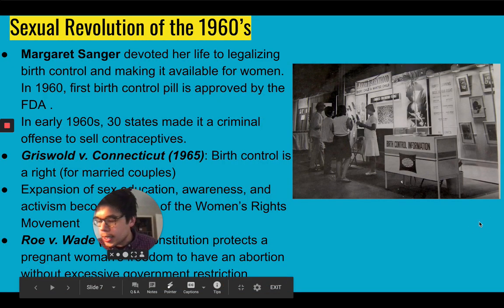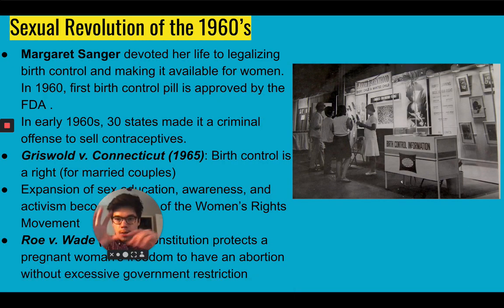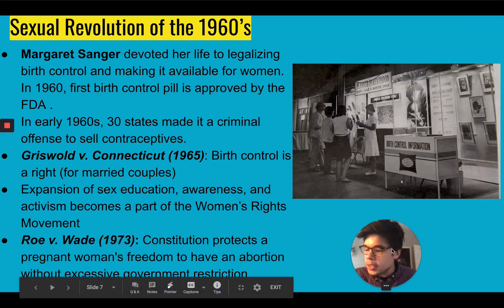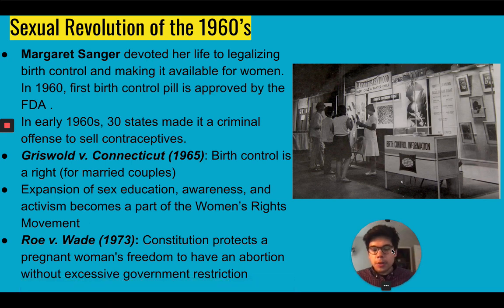We also see, along with Betty Friedan and the political, economic, personal movements, the sexual revolution of the 1960s forming into, conglomerating into the women's movement. You'll remember from your chapter readings, I know that seems like decades ago, but you'll remember the name Margaret Sanger. She devoted her life to legalizing birth control, making it available for women.